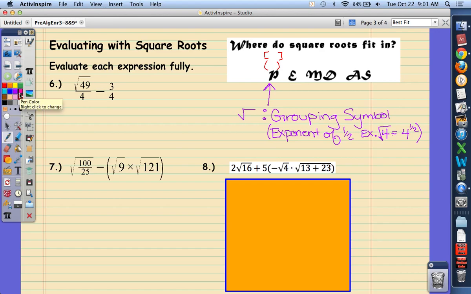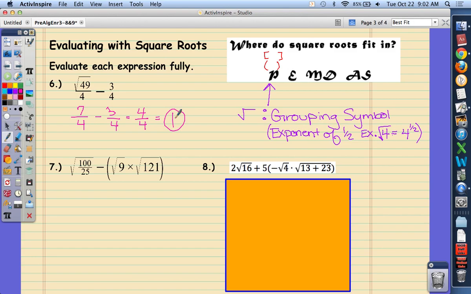With 6, again, I'm starting with my grouping symbol, and inside I have 49, and the square root is going to be taken first. So the square root of 49 is 7. Just use the principal root now. And when we do 7/4 minus 3/4, just subtract the numerators. You get 4/4. Don't leave your answer like that. Please don't leave it. Reduce that down. Any number divided by itself is going to be 1.